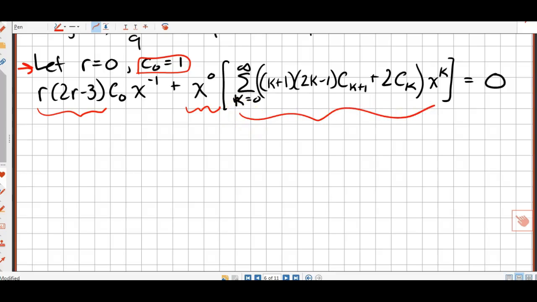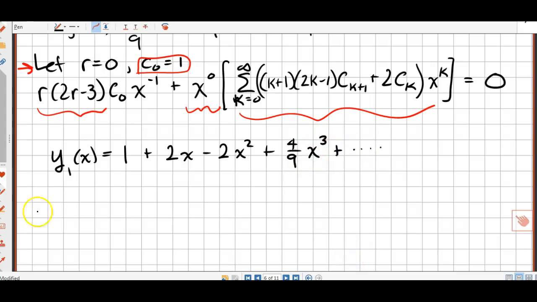Okay, so we've already figured out some coefficients, so our first solution here, y sub 1, is going to equal c sub 0 plus c sub 1 times x, plus c sub 2 times x squared, plus 4/9 times x cubed. So that was my c sub 3. And we could figure out more terms if we wanted to. All right, so that was letting r equal 0. So now, let's let r equal 3/2.